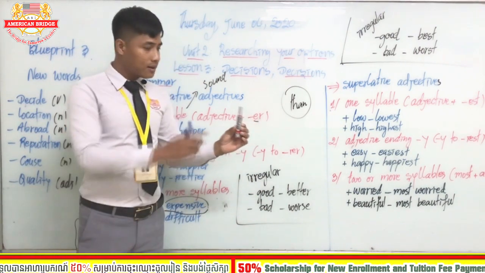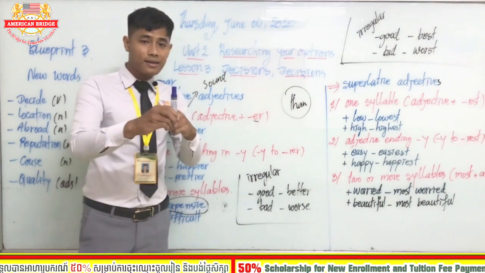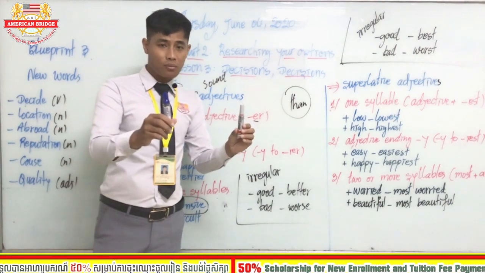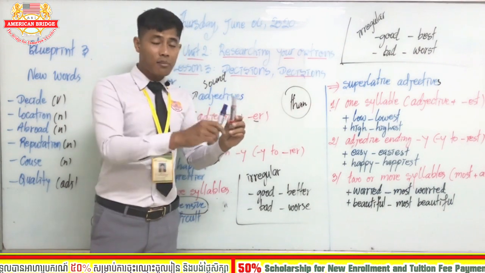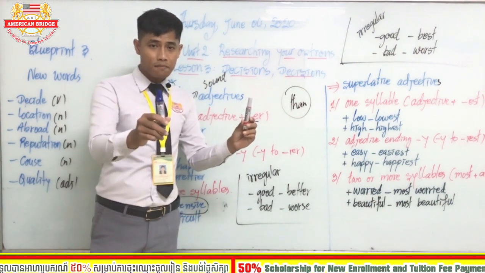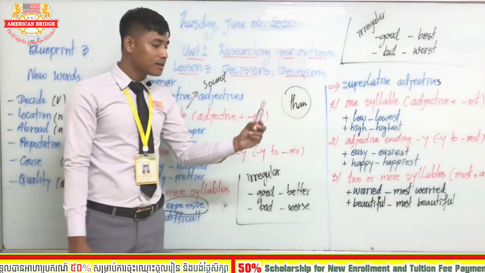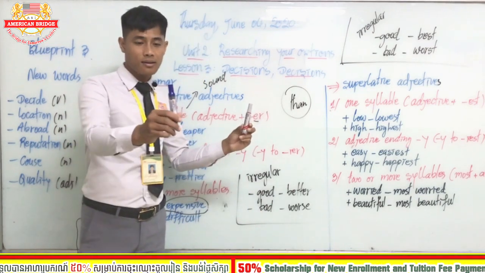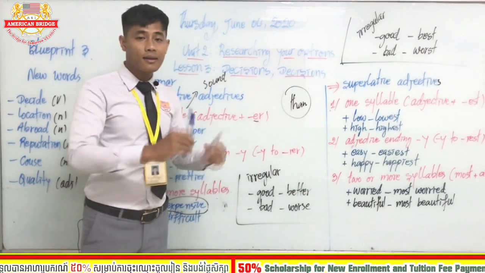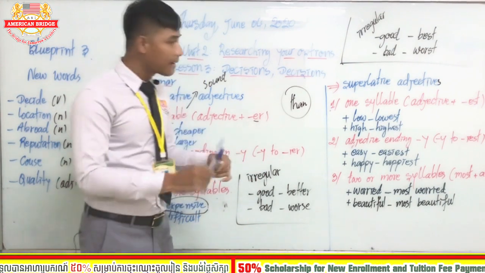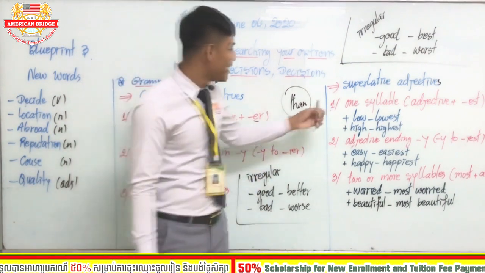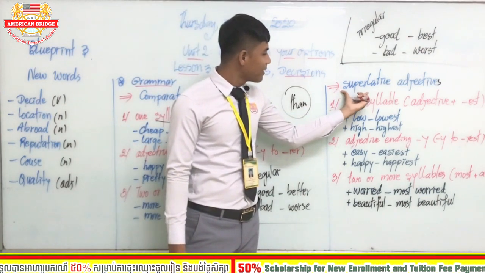Example: red marker is better than blue marker. Again, red marker is better than blue marker. Or we can say red marker is worse than blue marker.